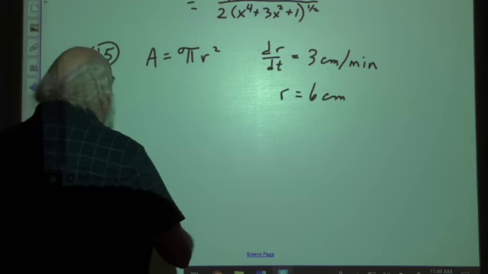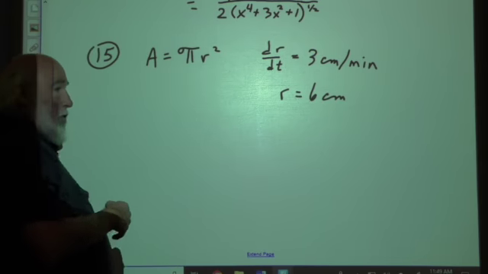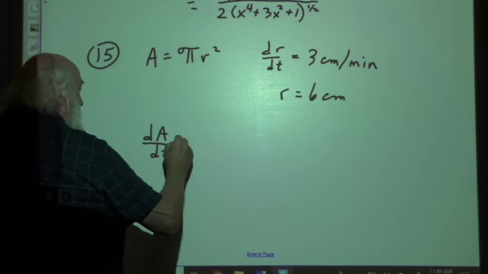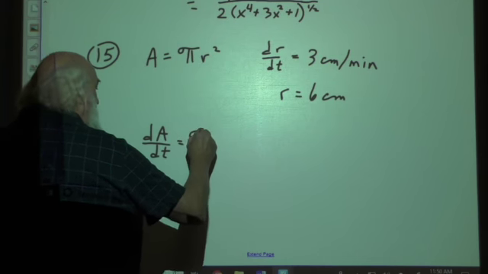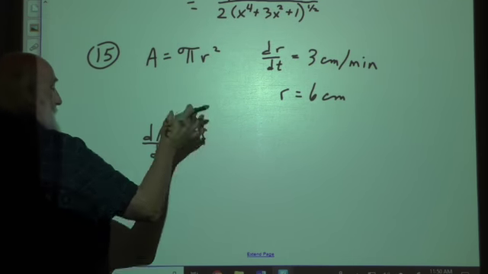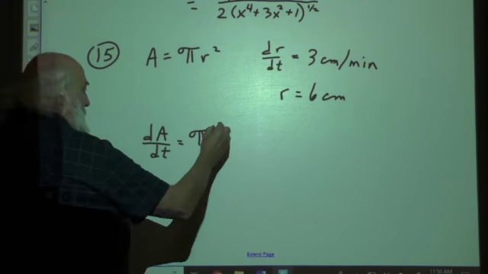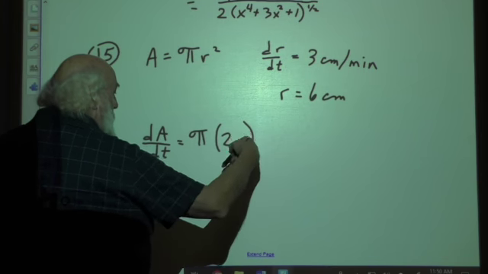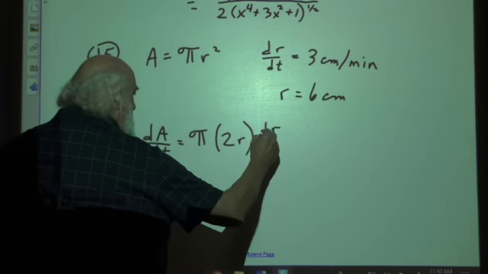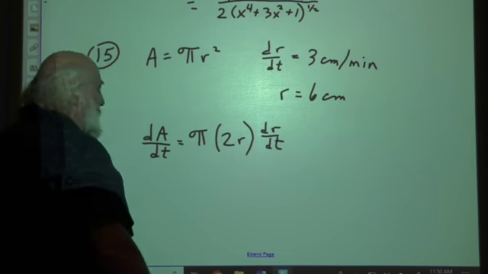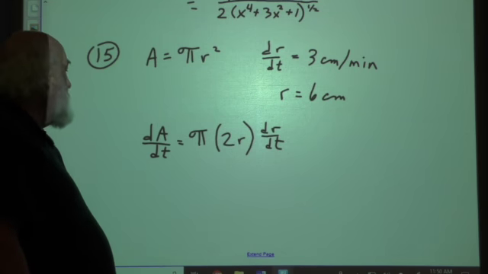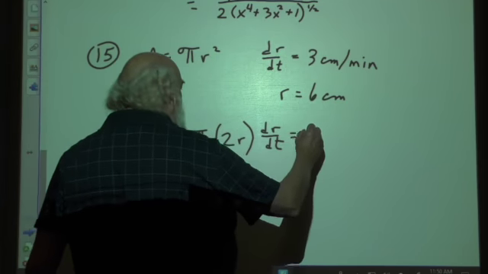So, nothing fancy, we don't have to do any more writing with this. So dA/dt equals pi, and that's not adding, so it stays in there, it goes out in front. And then the derivative of this, 2r, and that's 1 now for an exponent, dr/dt. Okay? Oh, that's a pretty simple problem. Rather nice. A lot different from 13. So, you just go ahead and plug this stuff in.